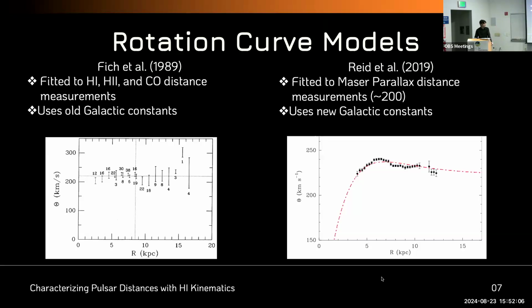2019 rotation curve model, is primarily fitted to around 200 maser parallax distance measurements. Again, the plot on the bottom right is the circular velocity of objects around the galaxy as a function of galactocentric radius. And here the black dots are much more constrained and don't have higher uncertainties compared to the last model.